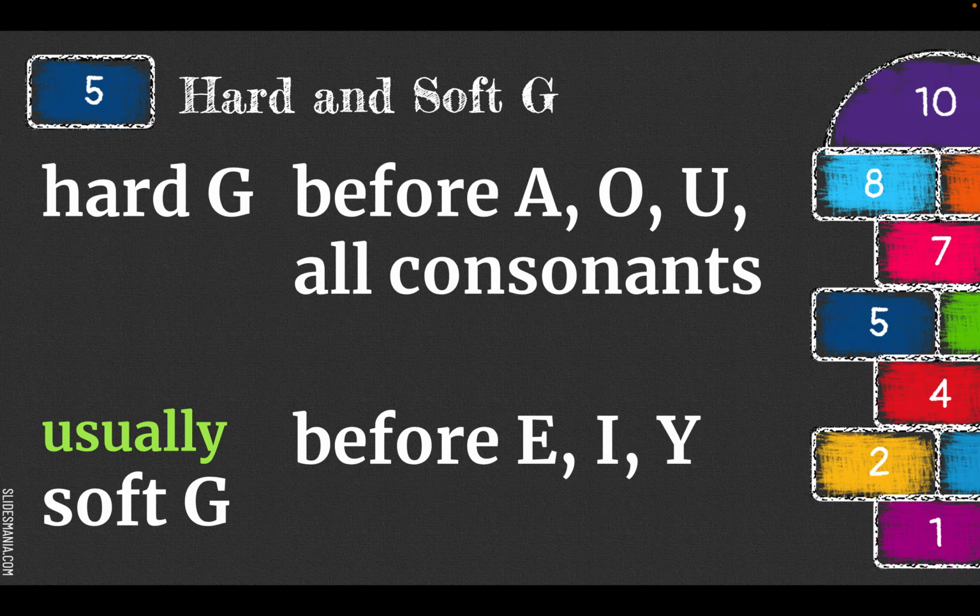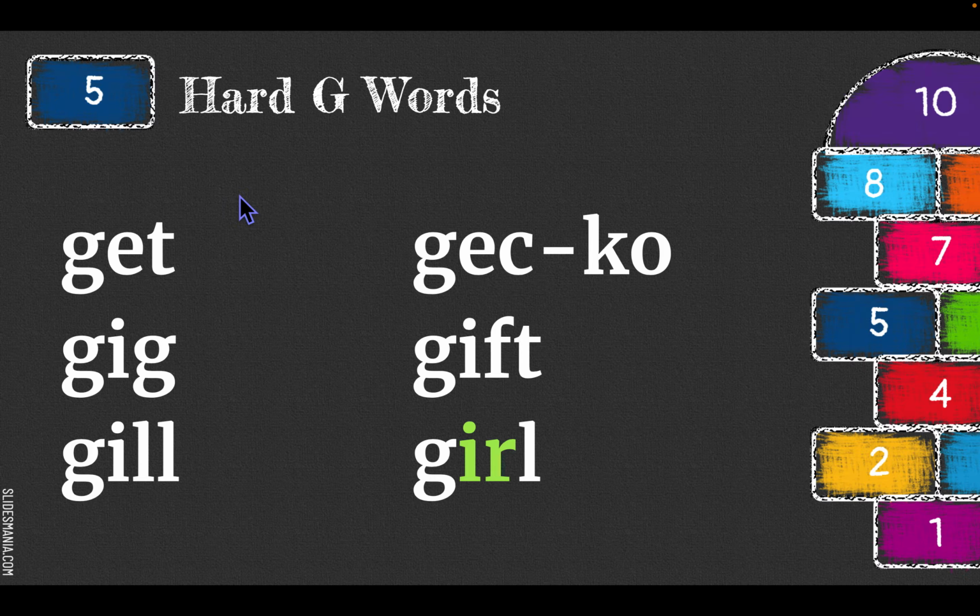So for the letter C, I want you to remember that E, I, and Y always change the sound to S. And for the letter G, they usually change the sound, but not always. Here are some words, some of which are very common, where the E, I, and Y do not change the G to the soft G sound. The most common one is this one, G, et, get.